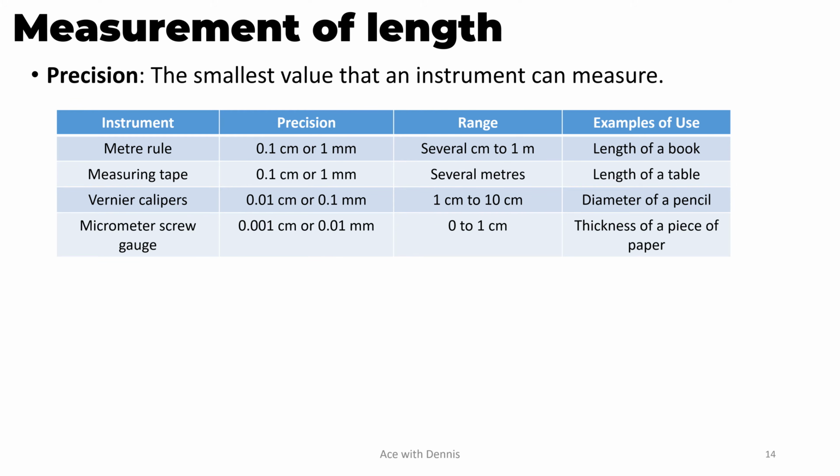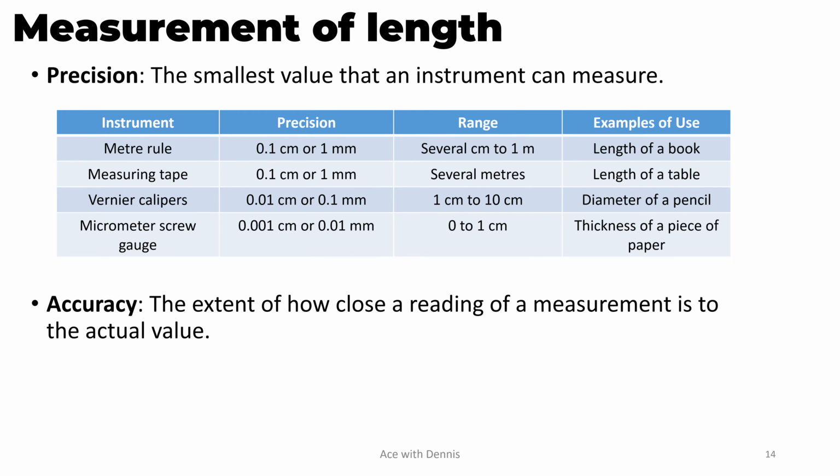And second, measuring tape. The precision is 0.1 cm or 1 mm. The range can be several meters, and we can use it to measure the length of a table. Vernier calipers, the precision is 0.01 cm or 0.1 mm. The range is from 1 cm to 10 cm. We can use it to measure the diameter of a pencil. Micrometer screw gauge, the precision is 0.001 cm or 0.01 mm. The range is from 0 to 1 cm. We can use it to measure the thickness of a piece of paper.